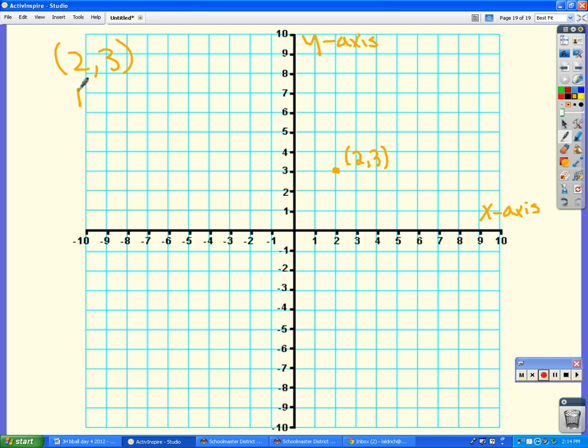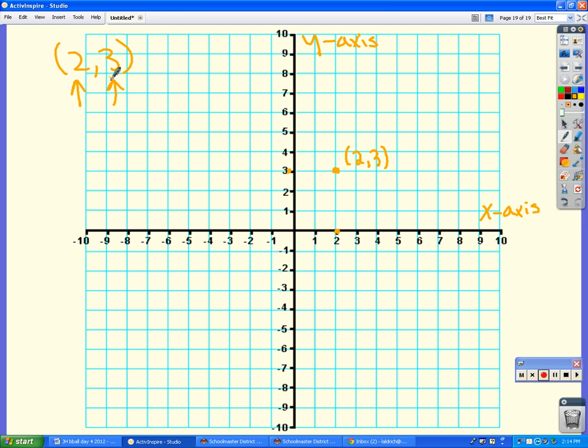Okay, so this number tells you how far to go to the right or the left. And then this tells you how far to go up and down. Now, did you want to go like 2 and then 3? Yeah, or just go 2 and then down 3. Okay, but you can't go down 3 because it's a positive 3, so that means you have to go up.